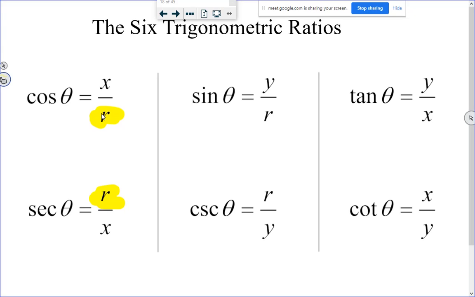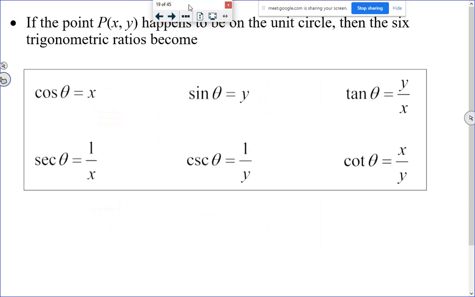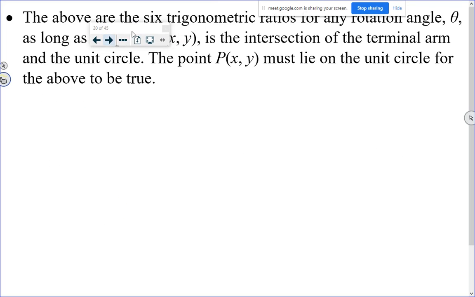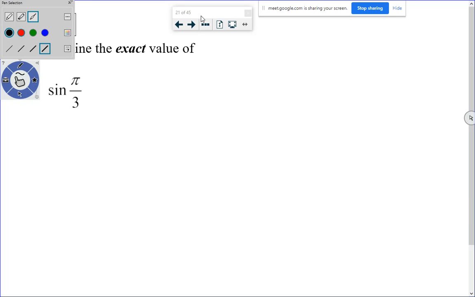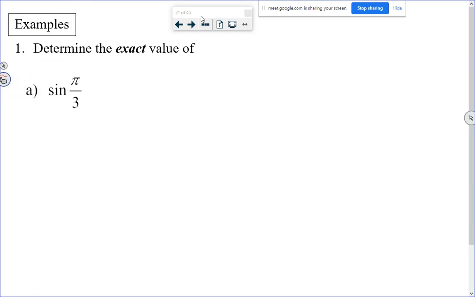Now the rest of the lesson is all examples. All examples dealing with these definitions and what we learned about the unit circle. So determine the exact value of the sine of pi over 3. Well, this is what should go on in your head. You say to yourself that I need to locate pi over 3, and you draw it approximately where pi over 3 is.